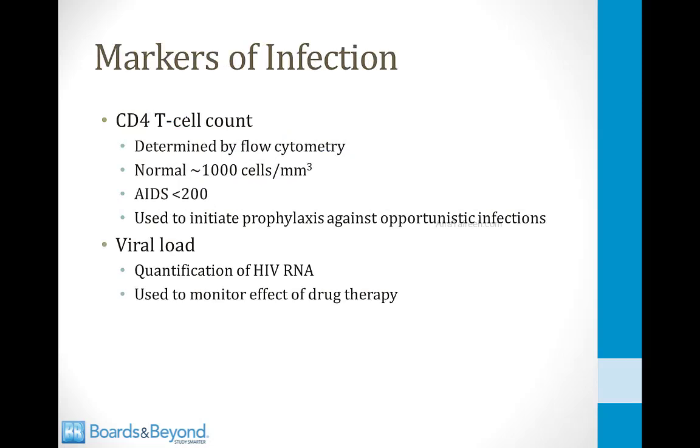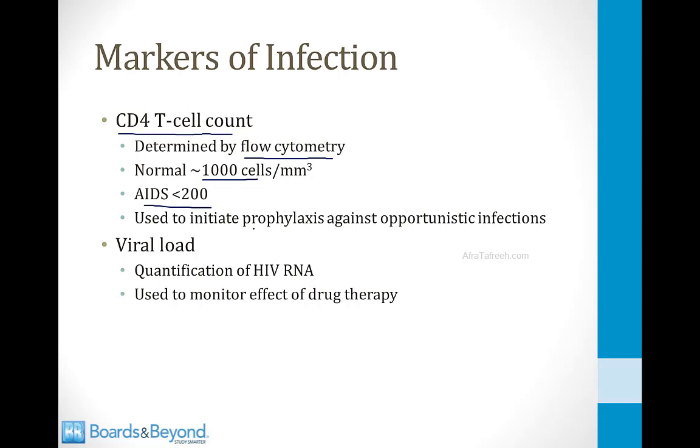For patients with chronic HIV, there are 2 main markers of infection that are followed clinically. The first one is the CD4 T cell count. This is determined by a lab technique called flow cytometry. A normal CD4 count is about 1,000. One of the definitions of AIDS is a CD4 count under 200. And the CD4 count can be followed to determine if patients are responding to therapy.